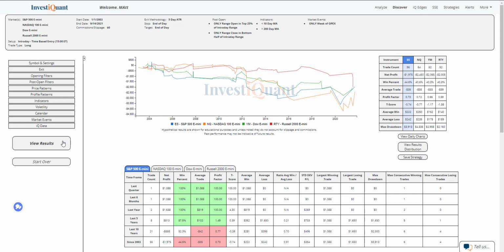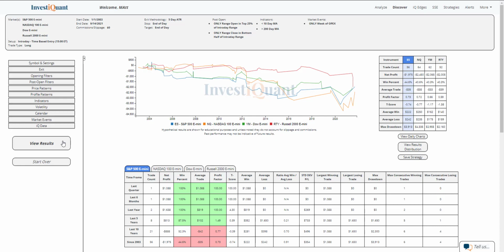Historically, we've got 56 samples in the S&P to examine dating back to 2003. The NASDAQ has 64, the Dow 62, and the Russell 52. So similar sample sizes across all. We've got over 200 samples if you look at them as a group. And the win rates on them are more skewed towards the downside.